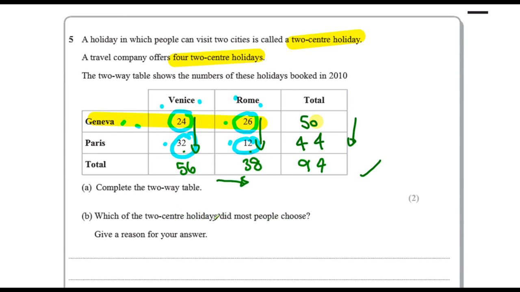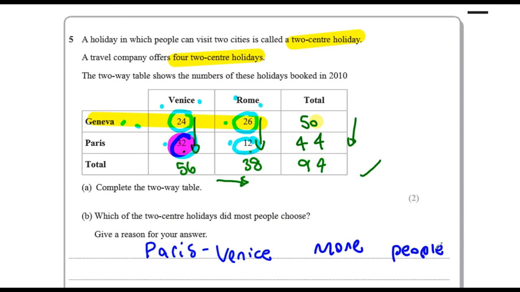Which of the 2 centre holidays did most people choose? Well, which one has got the most people in it? It's going to be Paris and Venice because it's got 32. Okay, so Paris, Venice. Well, because most people have chosen it is surely the answer. More people. So 32 chose it. More than the others, okay? So highest one.